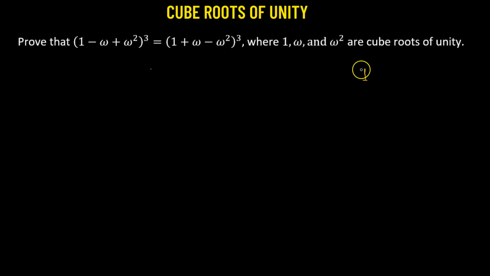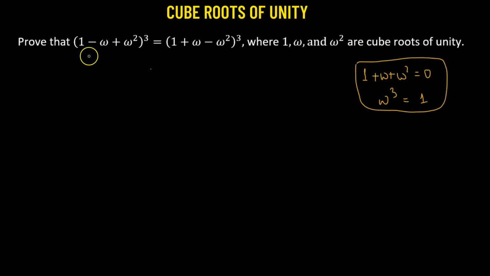We have 1, ω and ω². These are the cube roots of unity. So it follows that if we take their sum, the sum of the roots is always equal to 0, and the product of the roots, which is 1 times ω times ω², gives us ω³, is equal to 1. So we'll use these two properties to prove this expression.